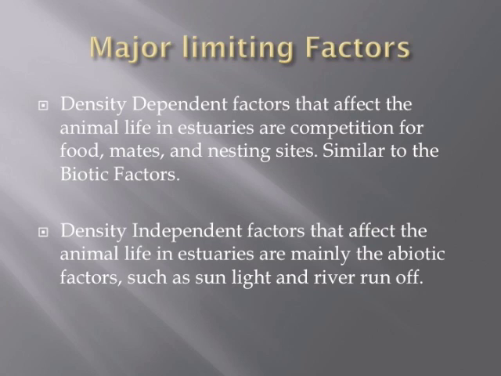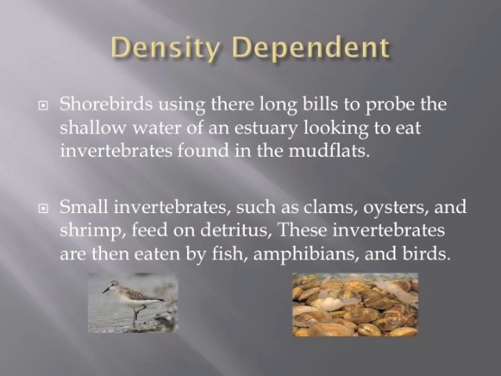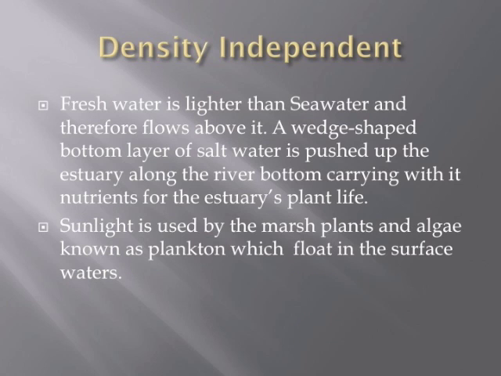Density-dependent factors include animals, competition for food, mates, and nesting. Density-independent factors are abiotic factors. Density-dependent are like birds going to eat fish. Density-independent is such as seawater and such things. You can read the slide.